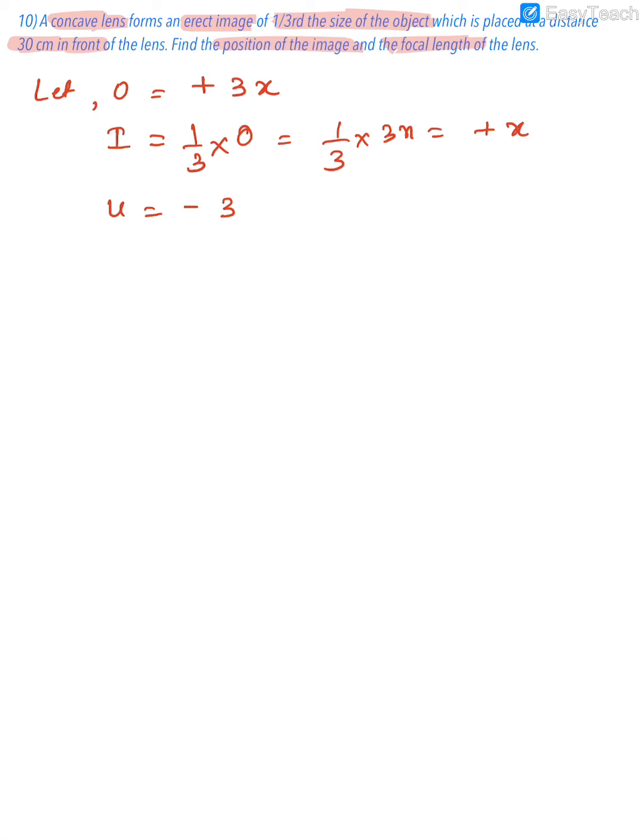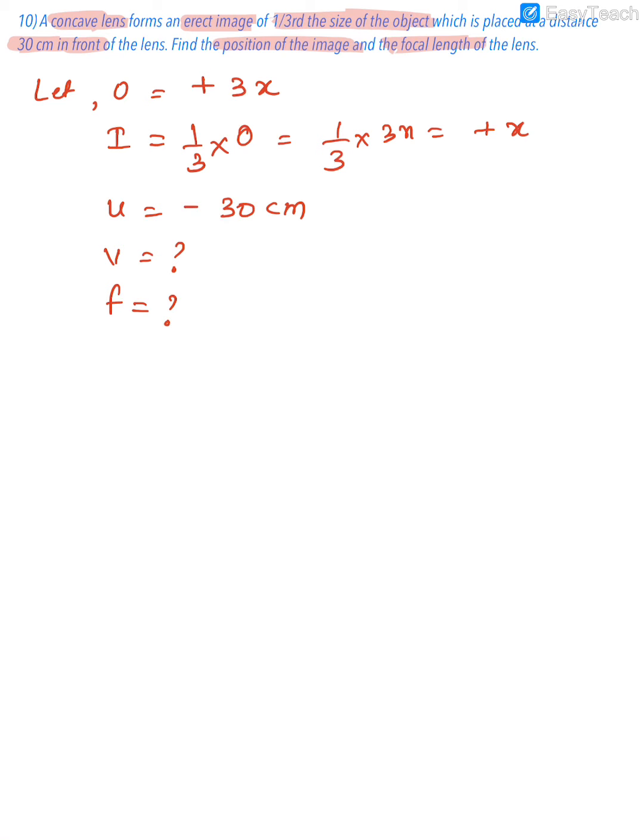So see what we can do here. First, let your object be equal to plus 3x. Why did I choose plus 3x instead of just x? Because it says the image was 1/3 of the size of the object. Guys, it is not 0, it is O. So 1/3 into 3x is equal to plus x. U is equal to minus 30 centimeter. V is equal to question mark. F is equal to question mark.